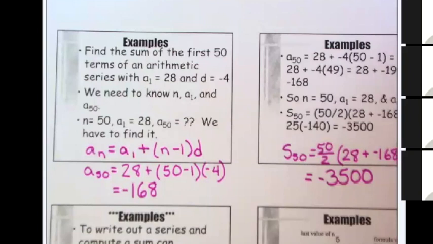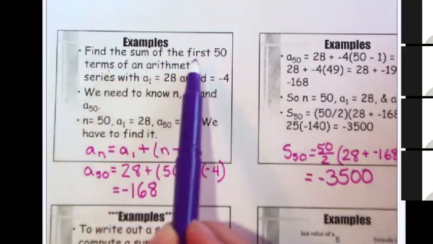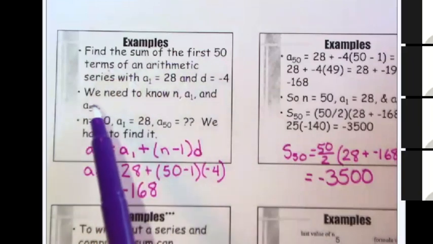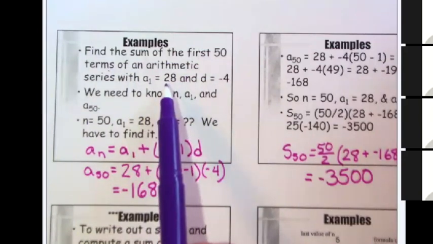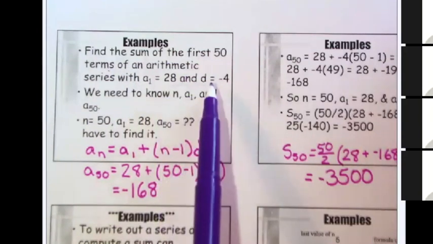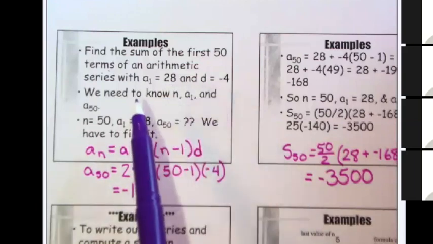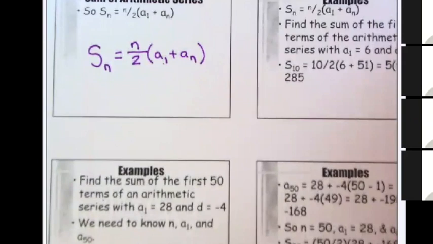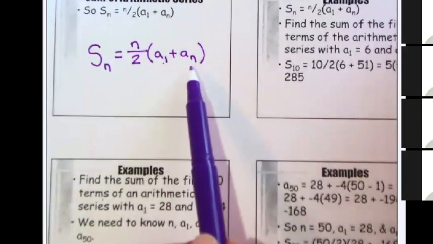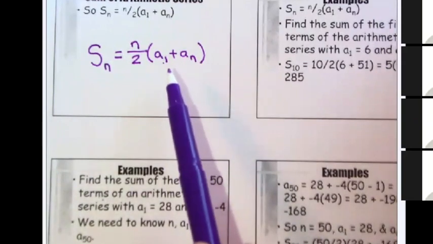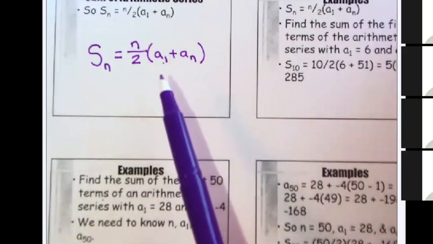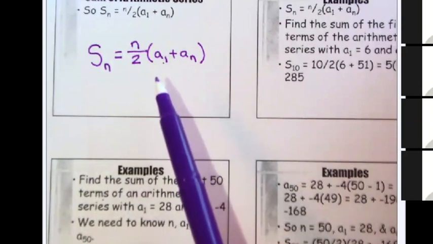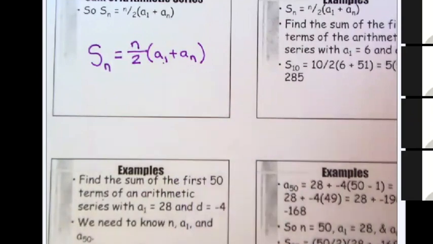So let's say I'm supposed to find the sum of the first 50 terms of this sequence. And I know that the first term of the sequence is 28, and the common difference is -4. Well, if I'm going to use this equation up here, I have to know the first term and the 50th term. I know the first term and the common difference. I don't want to do 28 minus 4 minus 4 minus 4 50 times. So we have an equation for that.